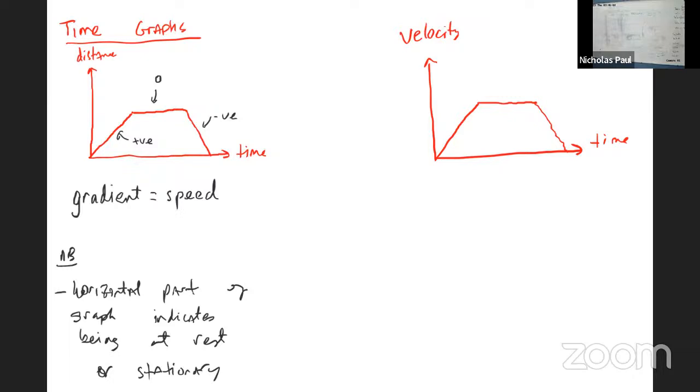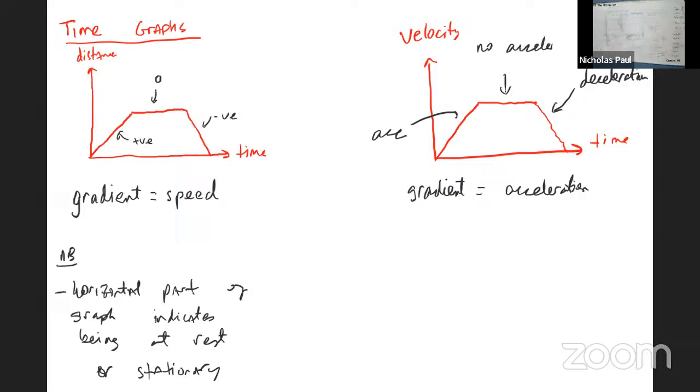What about velocity? For a velocity time graph, what does the gradient give you? Acceleration. Here we have positive acceleration. Here we have negative acceleration. What do you call negative acceleration? We call it deceleration. What about that horizontal part there? Constant velocity or constant speed, which means no acceleration. Is the object moving there? Yes, moving.